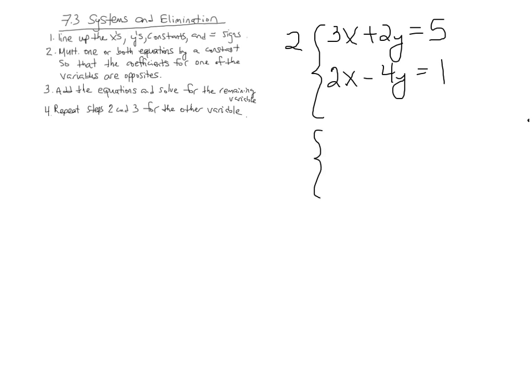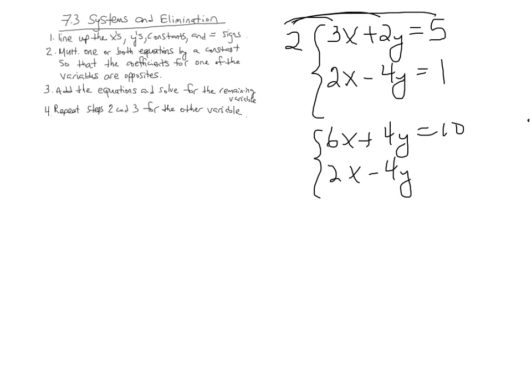So let's do that right here. So we're going to distribute this 2 to this whole equation. I get 6x plus 4y equals 10. The bottom equation I don't need to touch at all. 2x minus 4y equals 1. You'll see now that the coefficients for the y variables are opposites.